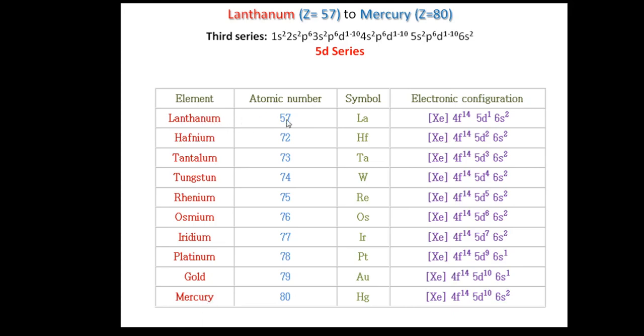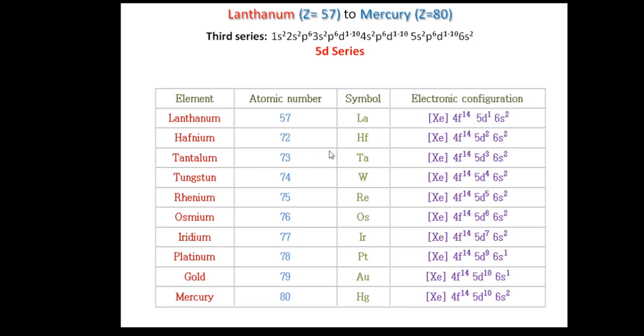Here, students, you can see that from 57 to 72 is the largest gap, and in between, the f-block series elements are separated out and represented differently in the periodic table. And here you can see lanthanum has the electronic configuration 5d1 6s2.